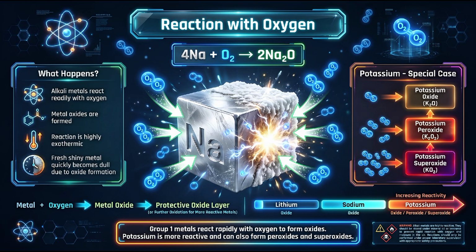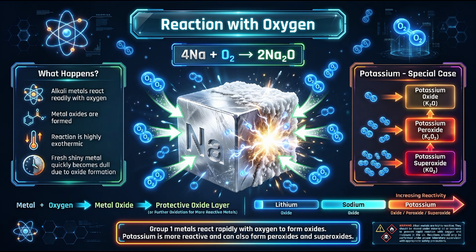Potassium reacts even more vigorously and commonly forms potassium superoxide in air because its high reactivity favors the formation of oxygen-rich compounds. Rubidium and cesium, which lie below potassium in group 1, are even more reactive. These heavier alkali metals also readily form superoxides because their very low ionization energies allow electron transfer to occur extremely easily.